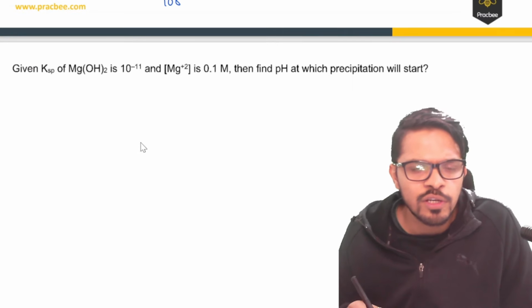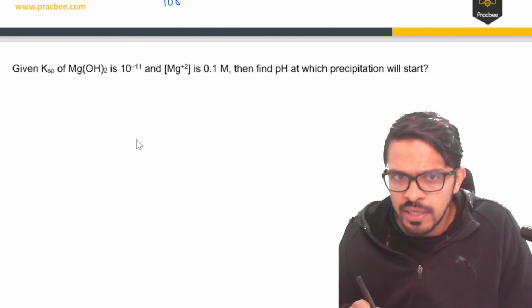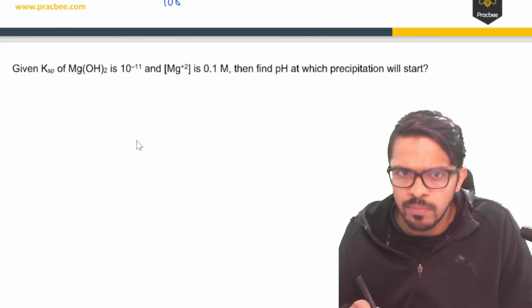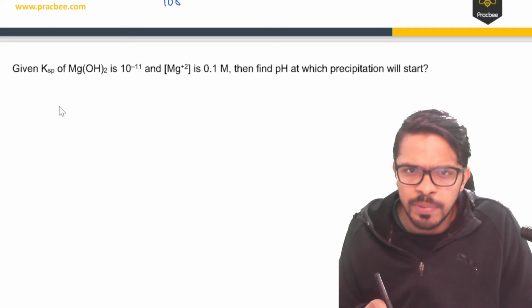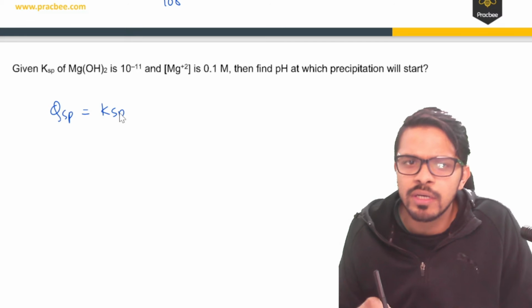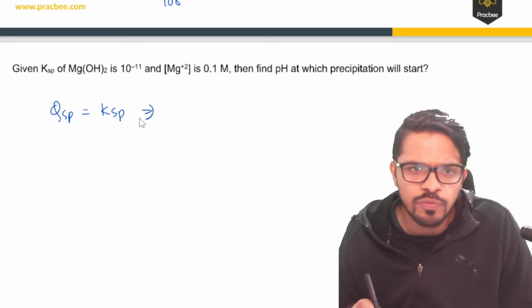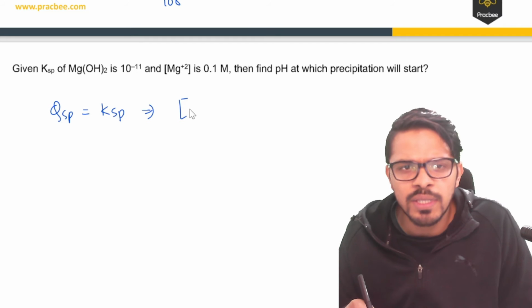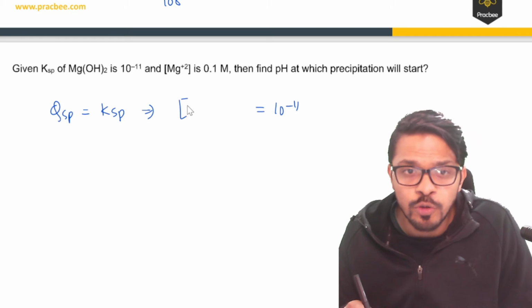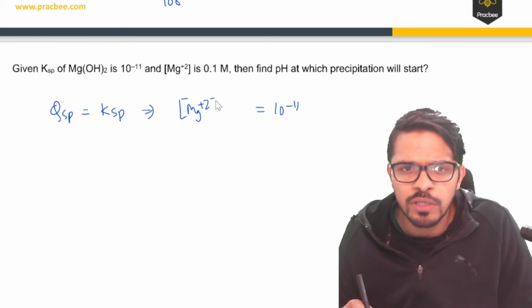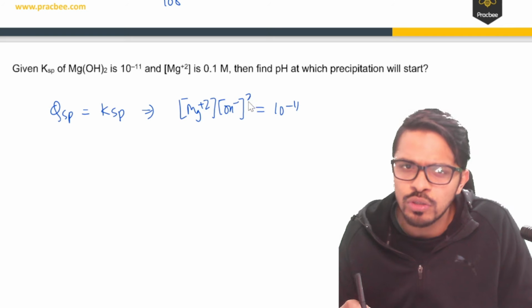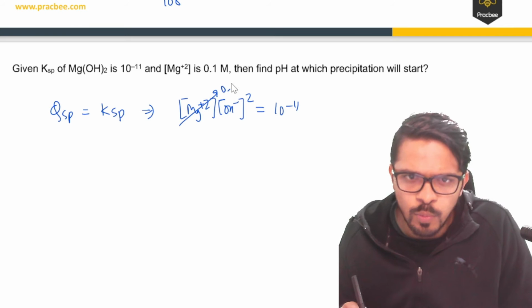Given Ksp of Mg(OH)2 is 10 to the power minus 11 and the concentration of Mg is this, find the pH at which precipitation will start. So the pH at which precipitation will start basically can be calculated through Ksp equal to Qsp. So Ksp is basically 10 to the power minus 11, and that should be equal to the concentration of Mg2+ into concentration of OH minus whole square, and this is given as 0.1.